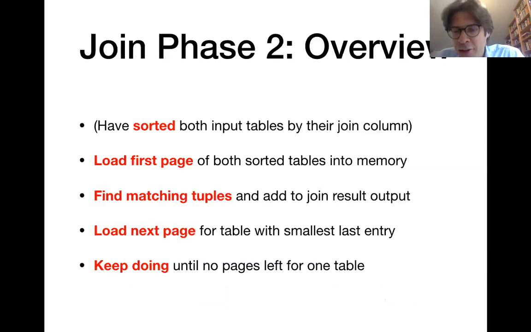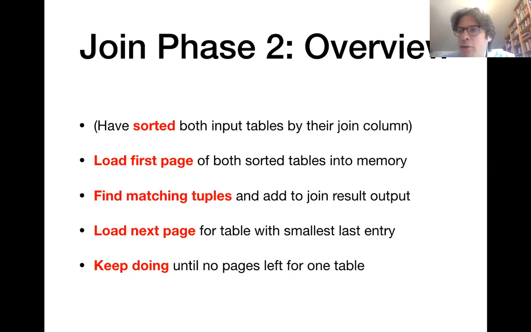All right. So that is the first phase of the sort-merge join, where I'm sorting the input relations. And now I assume that I have both input tables sorted by their values in the join column. So after that, it becomes quite efficient to merge them together in order to produce the join result. So we proceed by first loading the first page of both sorted tables into main memory. And then I compare the tuples that I have in main memory in order to find matching tuples.